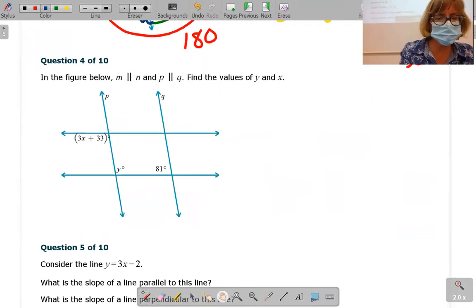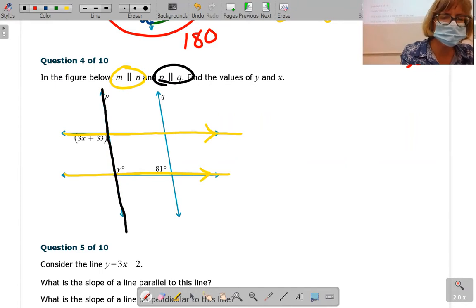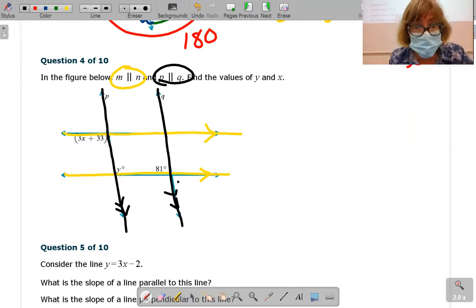Down here, you have parallel going both ways. So we have M and N parallel, which is going this way, and then we also have P and Q parallel going this way. So they're parallel both directions. You have two different stir sticks. Solving again for X and Y.